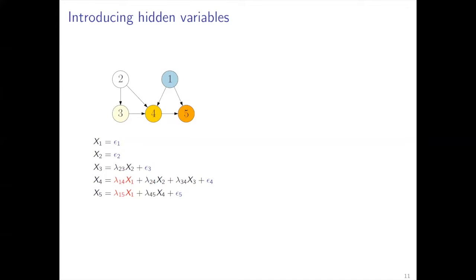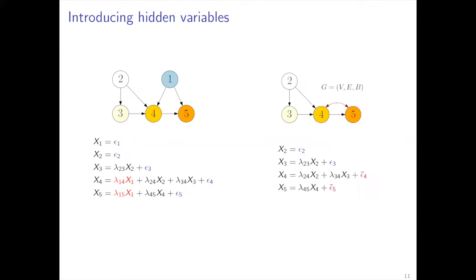Okay, so now suppose we have the same example from before, where we have these linear equations, but then imagine that variable 1 is hidden, so we don't see it. Then everything is the same, but the terms where we had x1 go into the noise. And so we get these two noise terms.